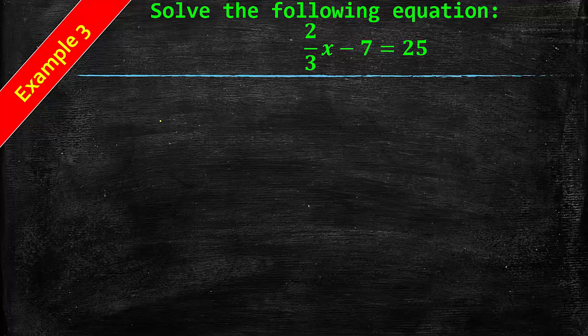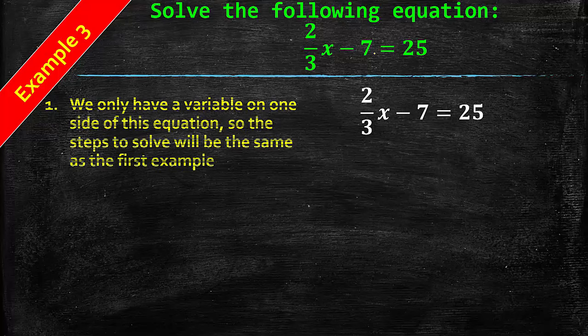All right, final example. So we have the following equation. Now we have 2/3 x minus 7 equals 25. So now we have a fraction for a coefficient. And we only have a variable on one side, so we don't have to worry about anything else. That's good. So the steps to solve it are going to be the same as the first example until we get to this part where we have to deal with this. So let's start off by adding 7 to both sides, which is going to give us 32 on this side. And we have the 2/3 x.